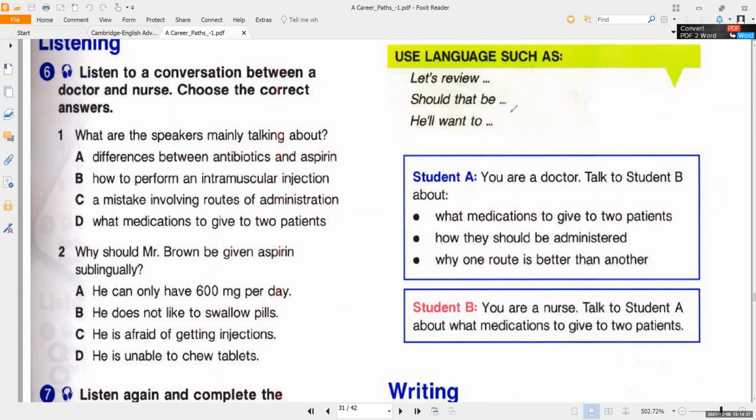Number 2, why should Mr. Brown be given aspirin sublingually? Because he can only have 600 milligrams per day, or he doesn't like to swallow pills, or he's afraid of getting injections, or he is unable to chew tablets. So we are going now to listen, and after that, we are going to answer the questions. Listen, please.